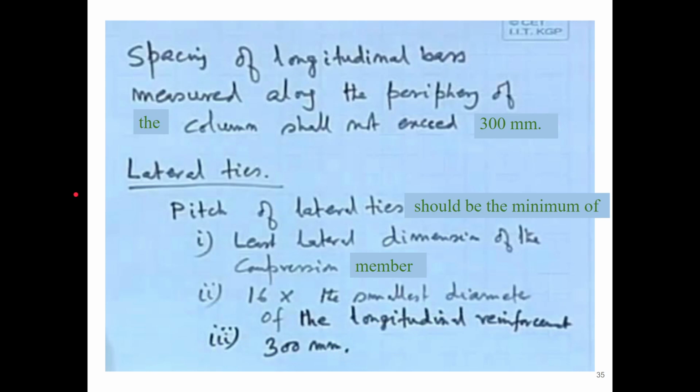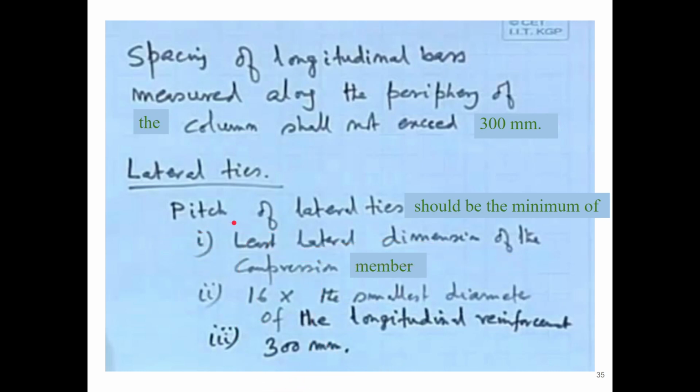So the spacing of the tie bar should be such that it is the minimum of the least lateral dimension of the section, 16 times the smallest diameter of the longitudinal reinforcement, and 300 millimeter. So out of these three, what is the lowest value?